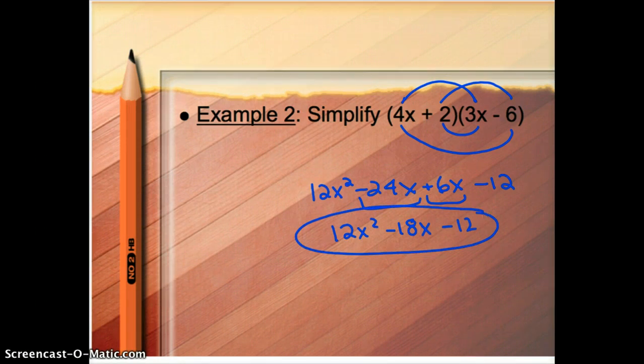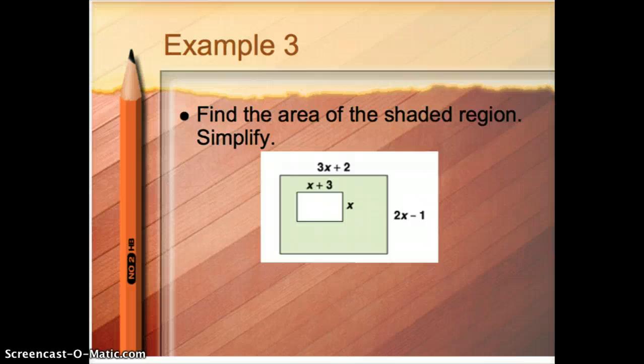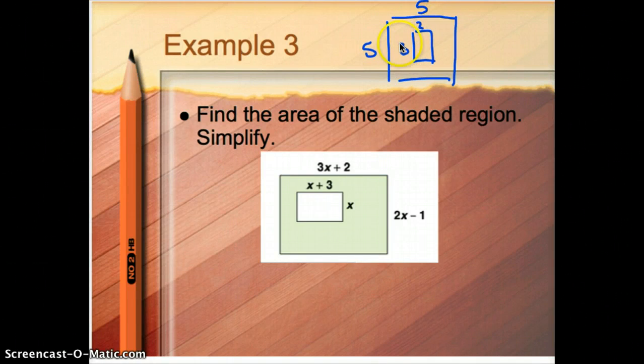All right, let's look at one final problem. This problem, you're going to find the area of the shaded region and then simplify it. So I want you to think about if I just gave you something with numbers. I said, here's a 5 by 5 square, and inside it, we have a 2 by 3 rectangle, and this is all shaded. Okay, think about a strategy that you might be able to do. Go ahead and try to find the area of that for me.